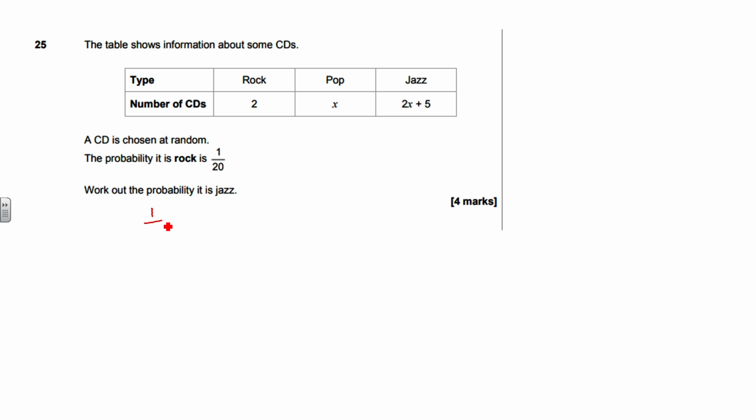So we know that 1/20th of the CDs is represented by 2 CDs. If 1/20th of the CDs is 2, that must mean 1/20th is 2 out of 40, isn't it? So there are 40 CDs altogether. 2 of those are rock, so these 2 groups represent 38 CDs.